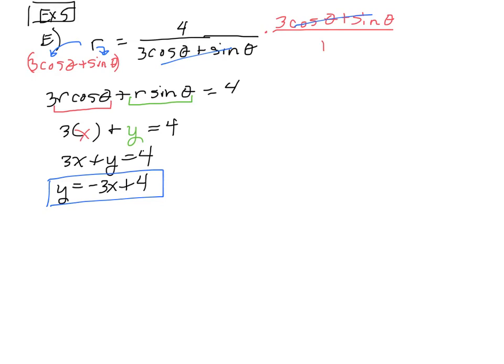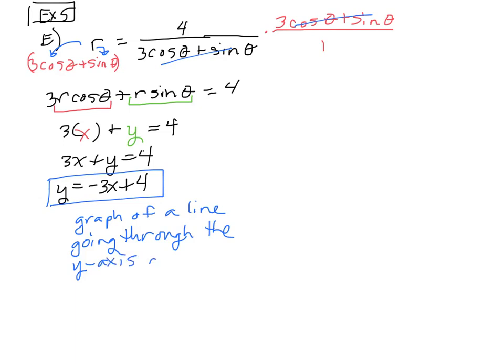So that is the graph of a line going through the y-axis where? Yeah, 4 is the y-intercept. So at 4, with a slope of what? Of negative 3.